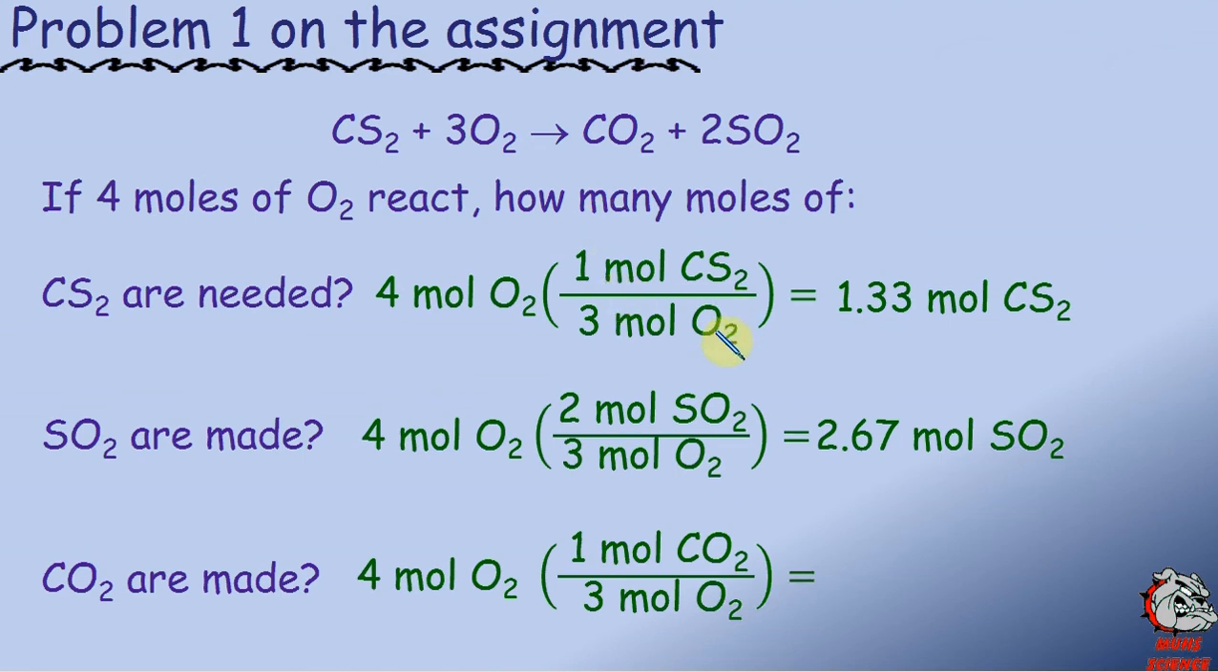All we're doing is setting up proportions. If you're used to setting up proportions, that's fine, but I think sometimes proportions get a little bit confusing. If you understand this factor label method and how these units cancel out, which I didn't cancel out in here, you know that moles of O2 cancel with moles of O2 on all of these, and so we're always left with moles of the substance we're interested in. 4 times 1 divided by 3 is 1.33 moles of carbon dioxide.